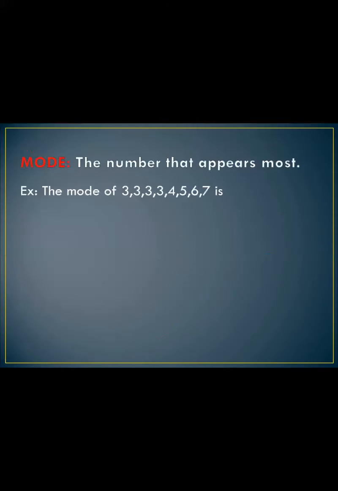The third one is mode. The mode's definition is the number that appears most. What is the mode of 3, 3, 3, 3, 4, 5, 6, and 7? To find the mode of that set, we should find which number appears most. As you see, 3 appears 4 times, so the mode is 3.